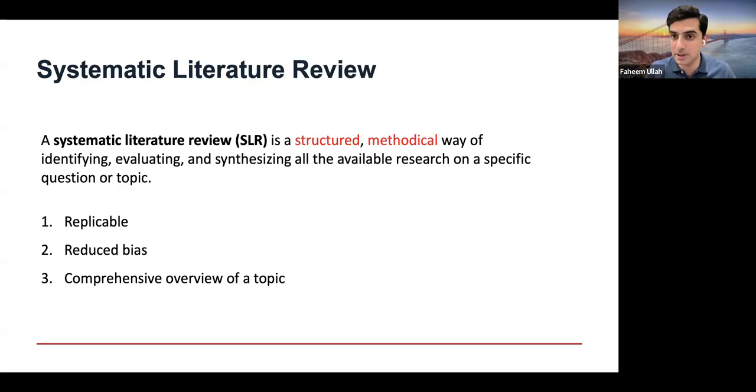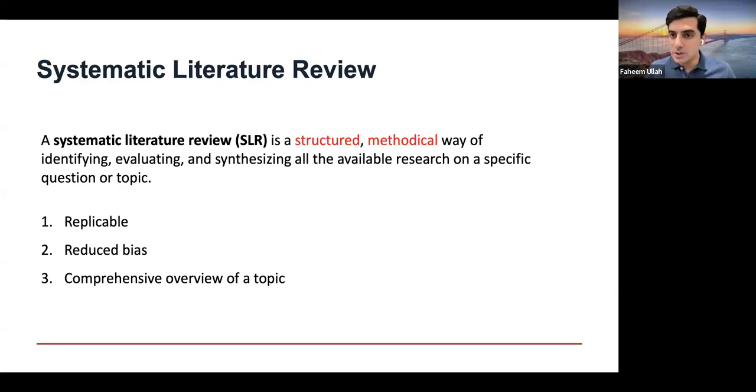Why should we prefer to do systematic literature reviews? The reason being that it's replicable. One can follow exactly the same steps as you did. And if they end up with the same findings, that would mean essentially that you have done research the right way. The second would be reduced bias. The way it is conducted, it reduces one's personal views or bias towards something when you're doing this kind of research. And certainly it gives you a very comprehensive overview of a particular research topic.